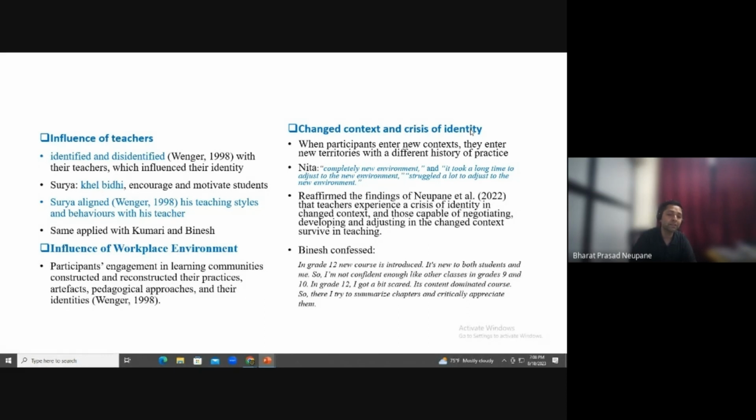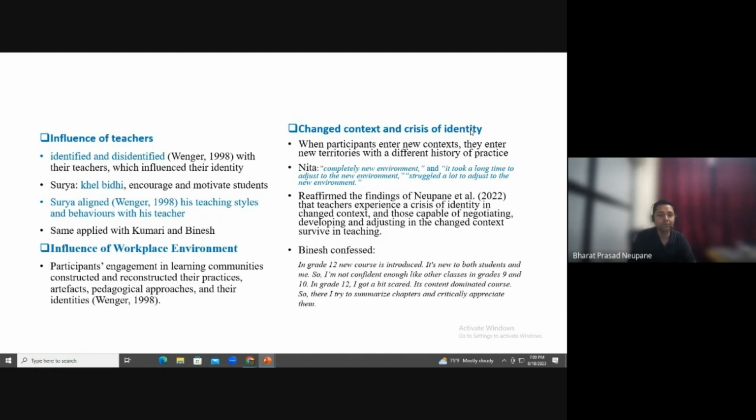For example, Surya was influenced by one of the teachers, particularly his pedagogical approaches, Khelvidhi, right? One of the teachers used to apply Khelvidhi to encourage and motivate students. And Surya also later on aligned with the pedagogical choices of that particular teacher, and that influenced his teaching styles and behaviors as a teacher, right? The same applied with Kumari and Bines and even myself.